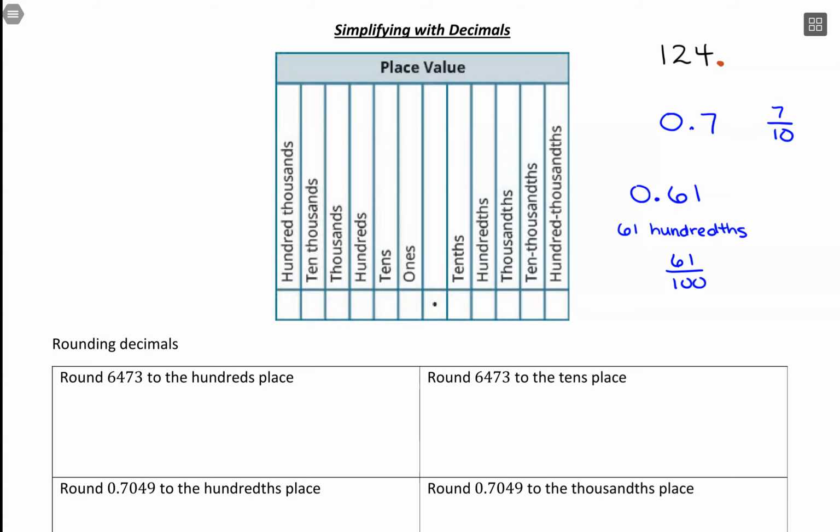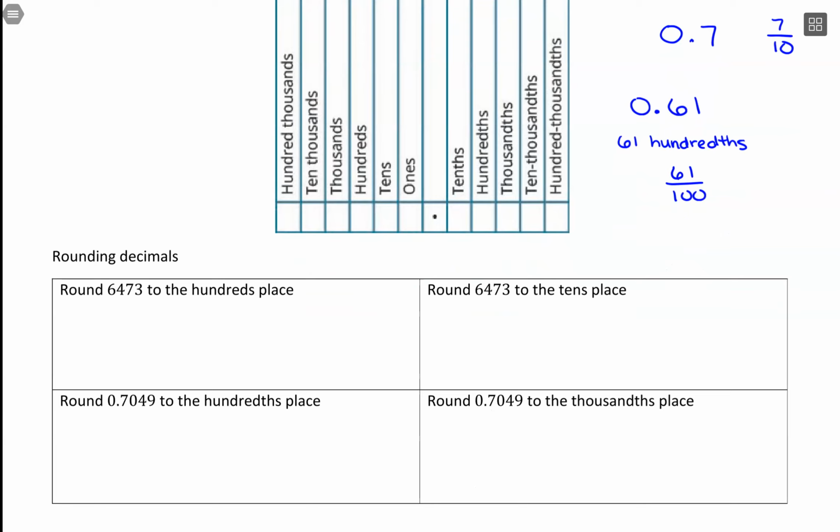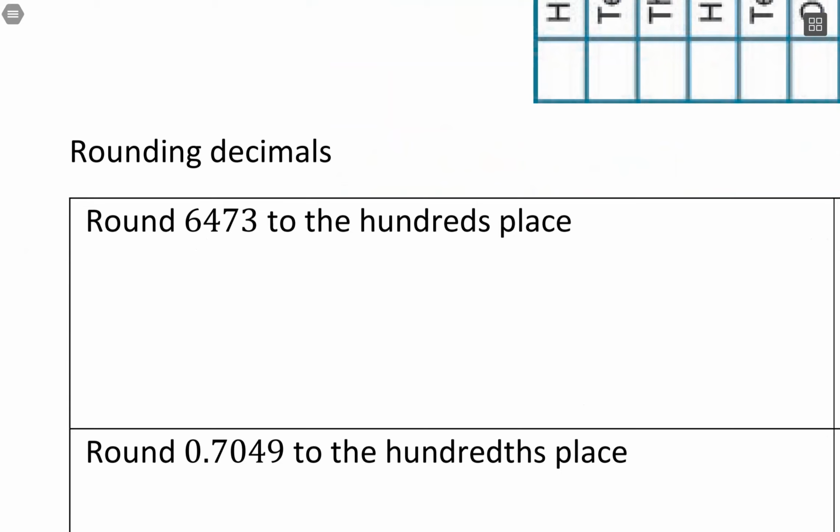So let's talk about rounding. Rounding is when we choose a place to stop our value at. So let's look at rounding this number, 6,473. And I want to round to the hundreds place, which is happening right there. So I have ones, tens, hundreds. What I want to do is have everything following this number turn into zeros. But to do that, we need to think about, do we need to adjust this 4, meaning do we round it up, or does it stay as is?